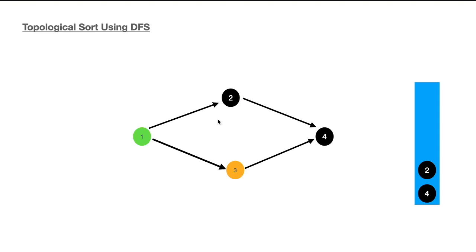And now I backtrack to 1. 1 still has one more child to explore, so I call DFS on 3 now, and 3 has no more unvisited children left. 4 is already done, so now I mark 3 as completely finished, and I add it to my finish stack. So there you go. And now I backtrack to 1. 1 has no more unvisited children left, and now I'll mark 1 as completely finished. It's done, so I add it to my finish stack.